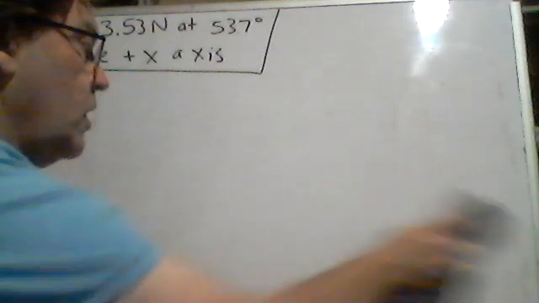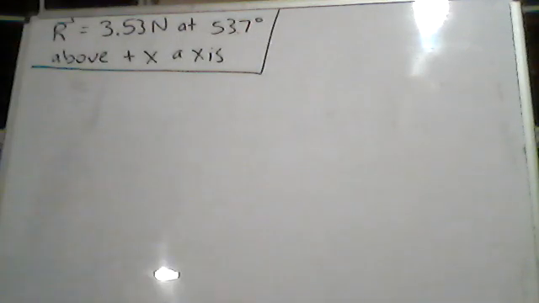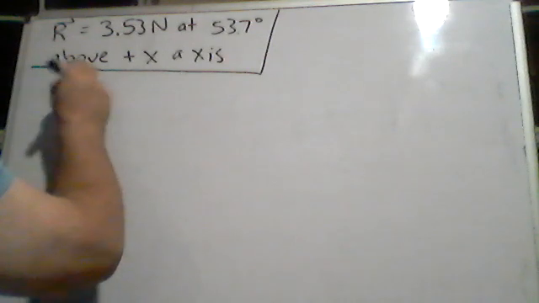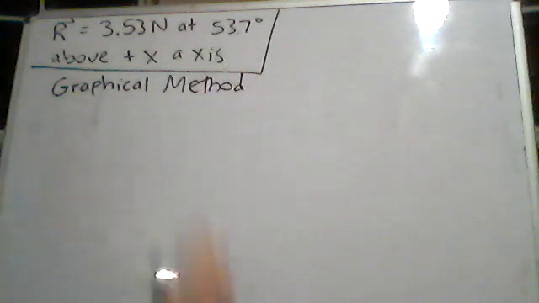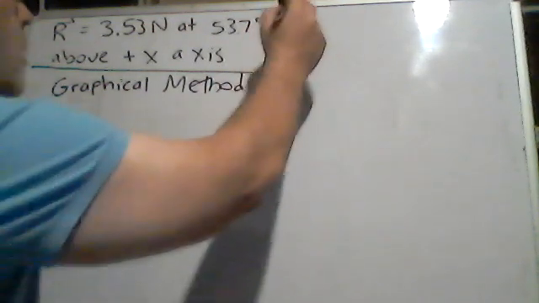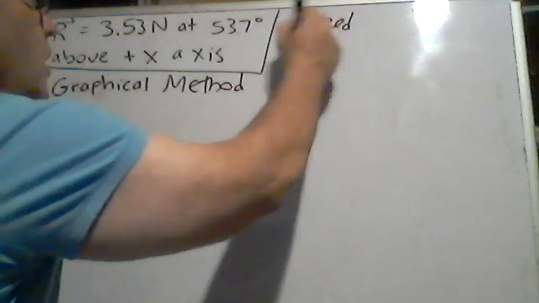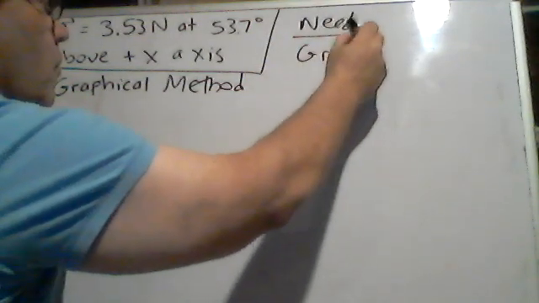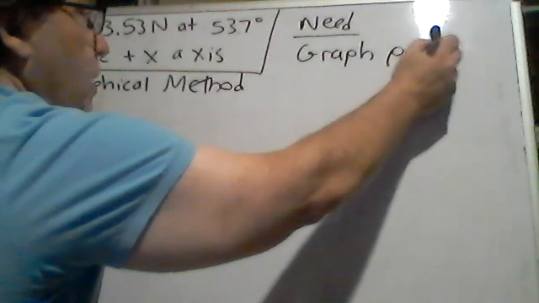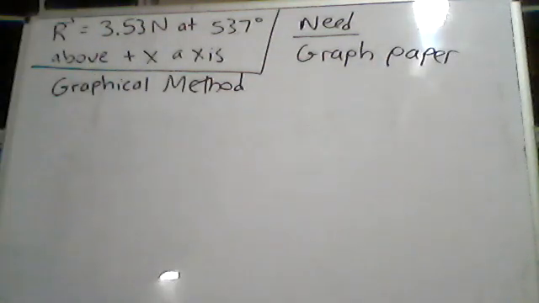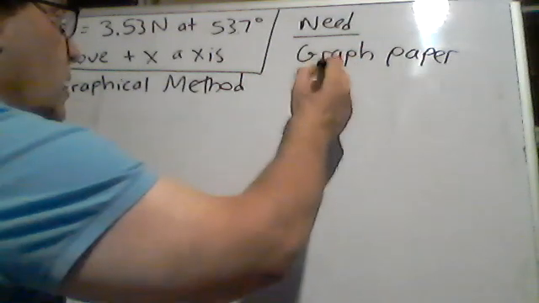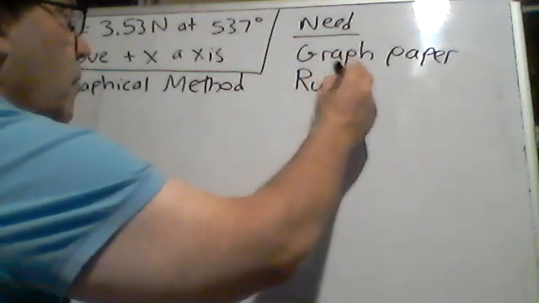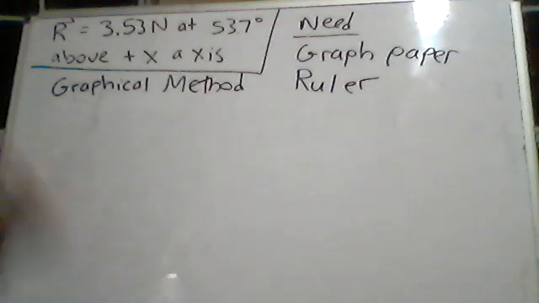Now, what is the graphical method? We just got done doing the analytical method. We're now going to talk about the graphical method. Now, to do this, what do you need? You need graph paper. Okay, the usual green gridded graph paper works just fine. You need a ruler or some fairly accurate measuring device. And you need a protractor.